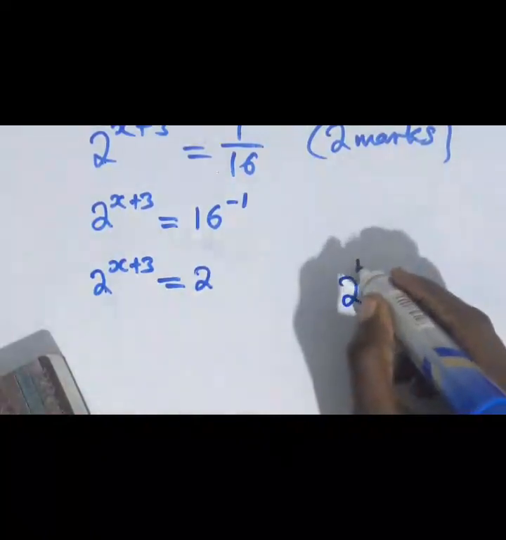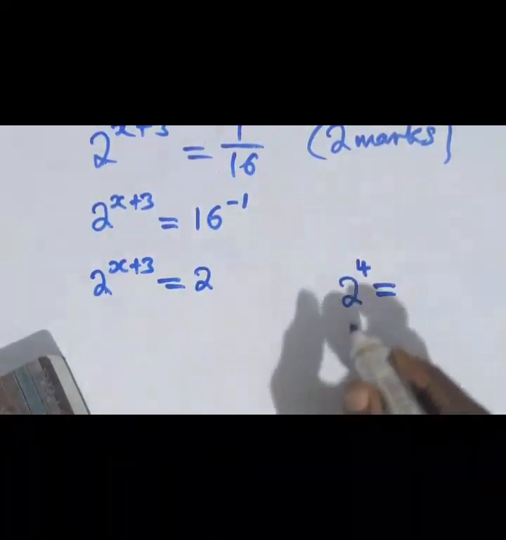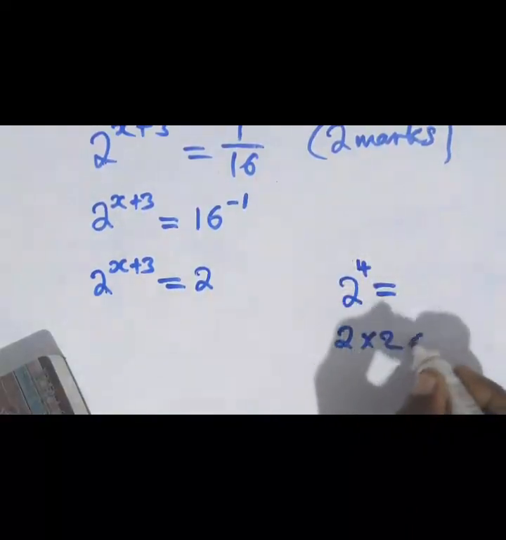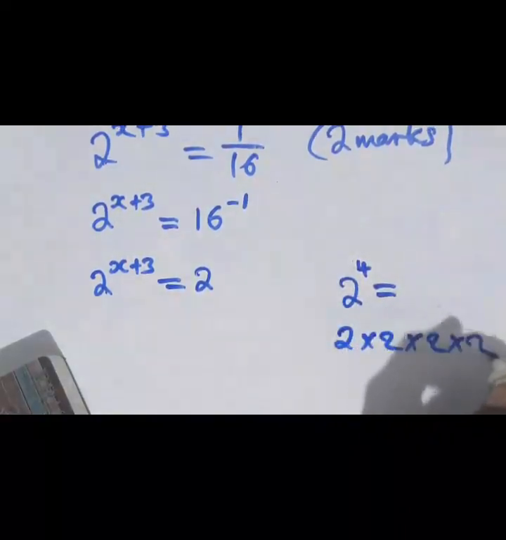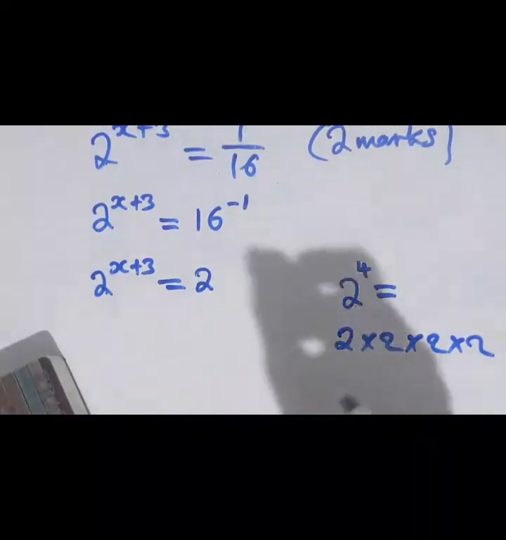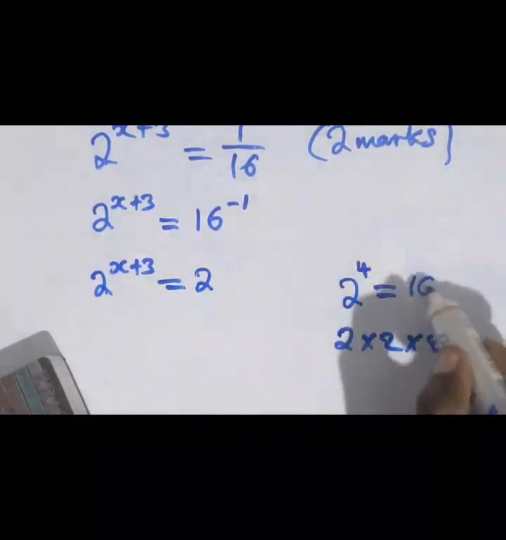So now, what other power can we put so that it gives us 16? So let's try to put power 4. So if we say 2 power 4, it means that it is 2 times 2 times 2 times 2. Meaning that 2 should come 4 times. Okay? So now, is it going to give us 16?